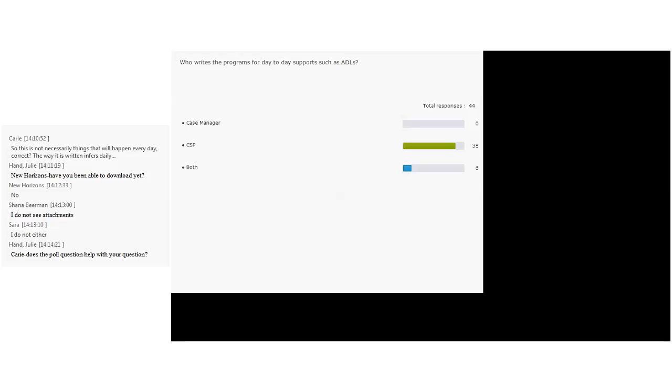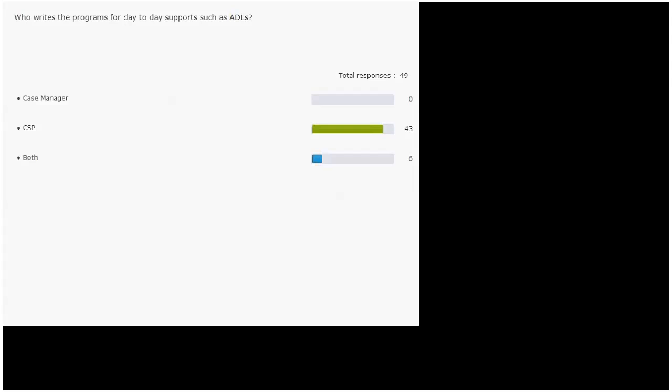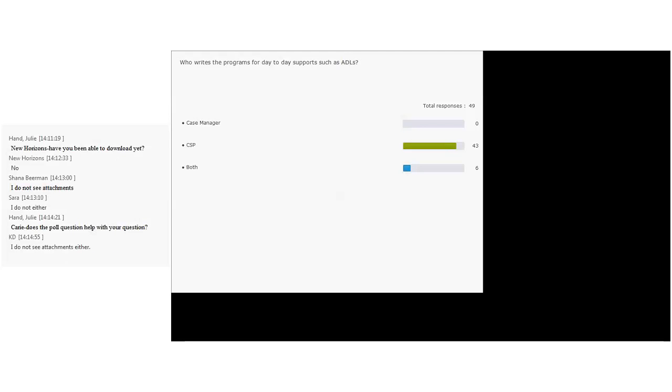Okay, so the poll question was, who writes the programs for day-to-day support such as ADLs? It looks like the majority answered CSP, which is accurate. For those of you who answered both, I wouldn't say that's necessarily incorrect, because some of that will be discussed and included in the ISP itself through discussion records, or might be included in some sort of action steps towards an outcome, but the very specific detailed supports will be written by the CSP.